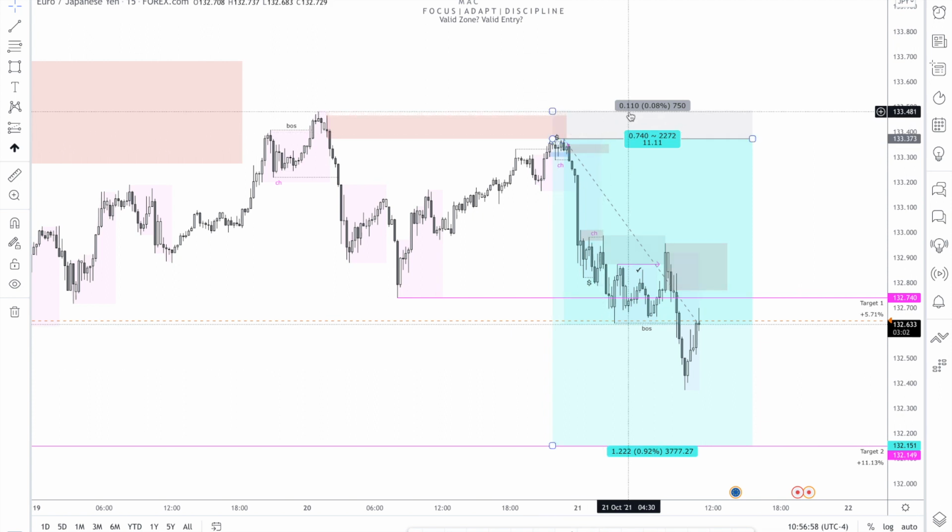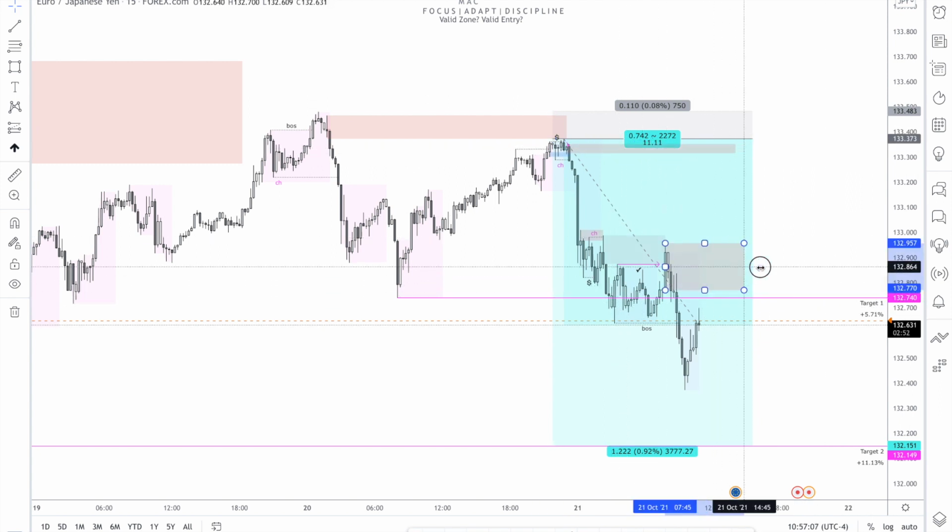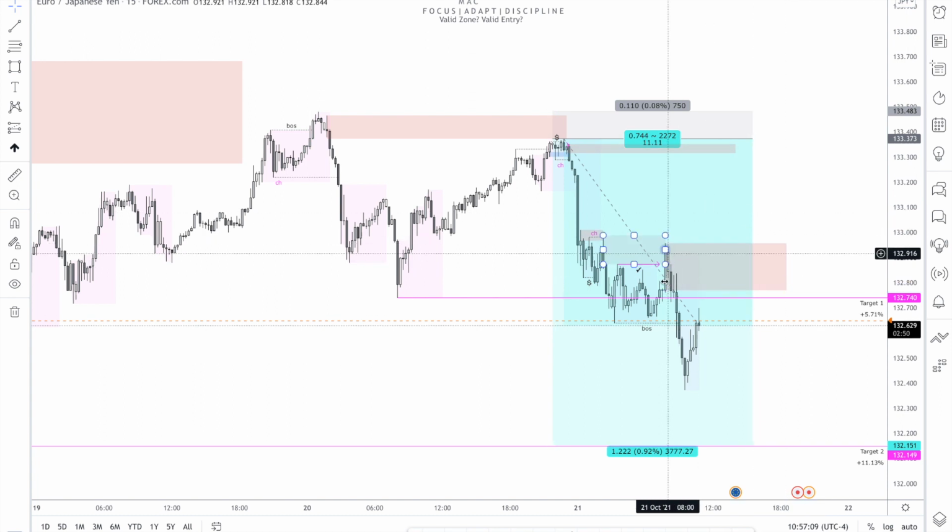Now, the risk on this trade was 11 pips if you did not use lower time frames. We're actually still waiting for a lower time frame entry, so let's see if that can take place, okay? But I want you guys to look for a possible entry opportunity right here within this area, but we'll go over that in just a second.